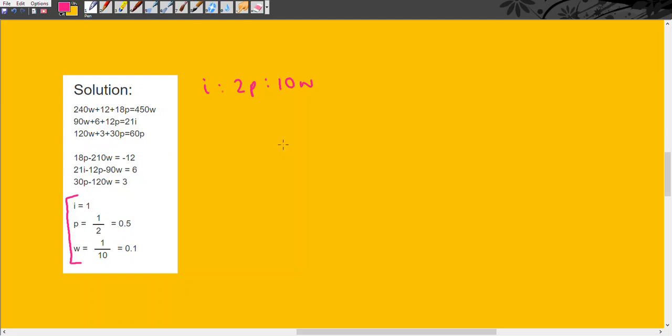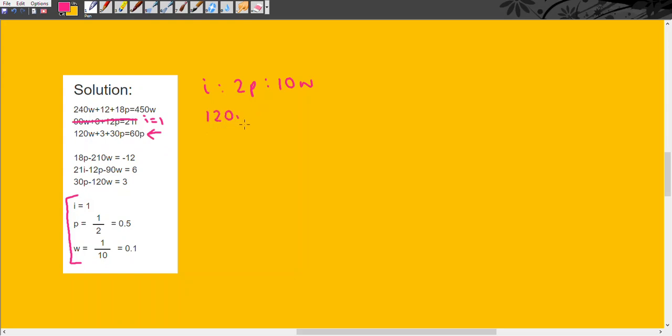So the first thing I'm going to do, I'm going to delete this line. I don't need it because I know already that iron is 1. We chose it as a standard commodity, so it's always going to be 1. Then I'm going to take this line and we'll work through the algebra.